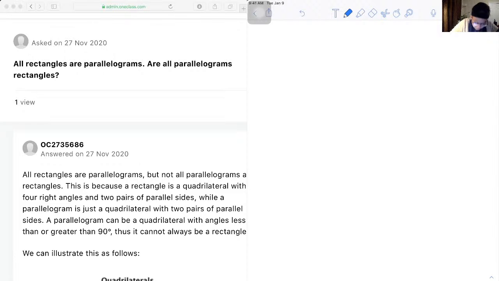Okay, so next question is asking us, are all rectangles parallelograms, and are all parallelograms rectangles?